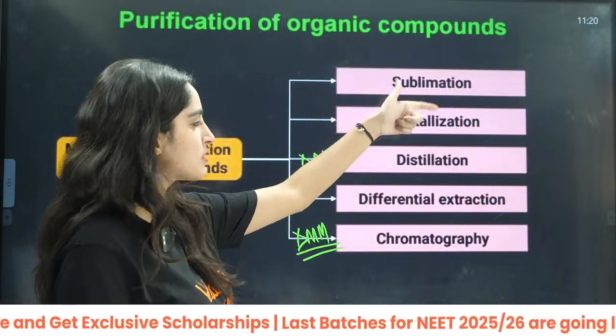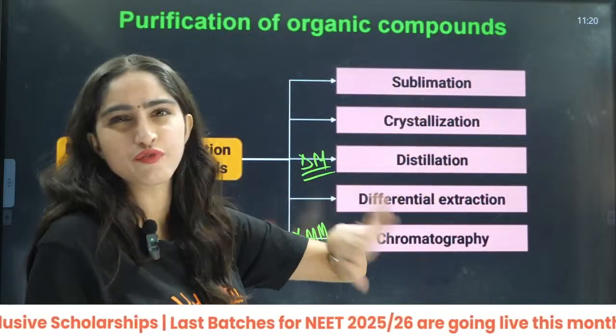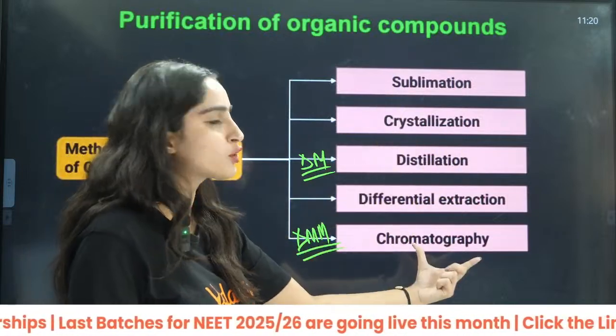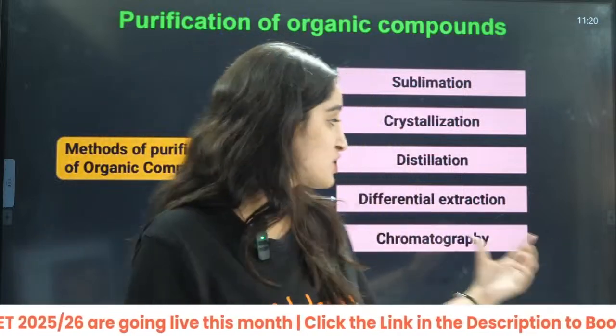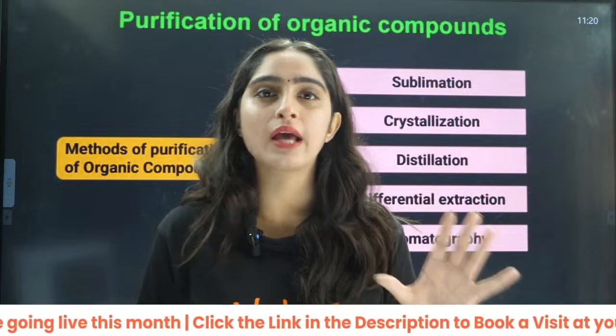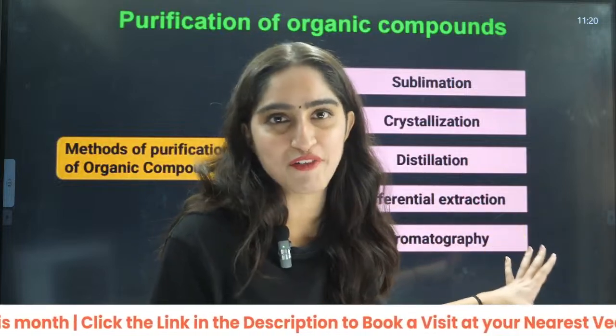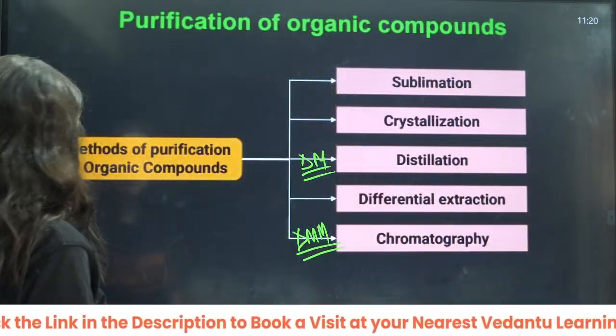Otherwise, sublimation, crystallization, differential extraction, they are very simple. But distillation and chromatography have other types also. So especially from chromatography, a question can be asked easily, right? So let us understand one by one.